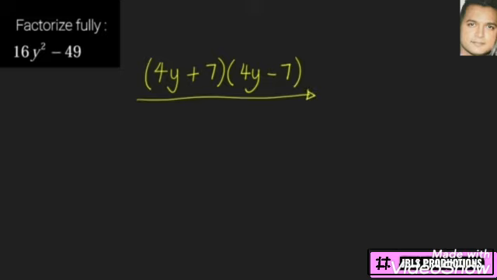So all we need to do is find the square root of the first term, which is 4y. We make this a plus. Find the square root of the second term, which is a 7. Put this in a bracket. And we do the same to the other term, or should I say bracket. And this would be our answer. This is known as the difference of 2 squares. Common question in your exams. So make sure you look at this before answering your question.